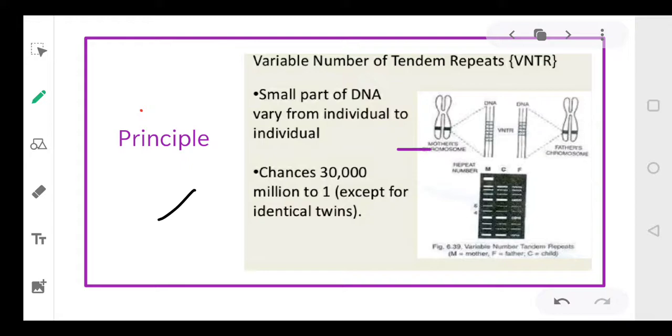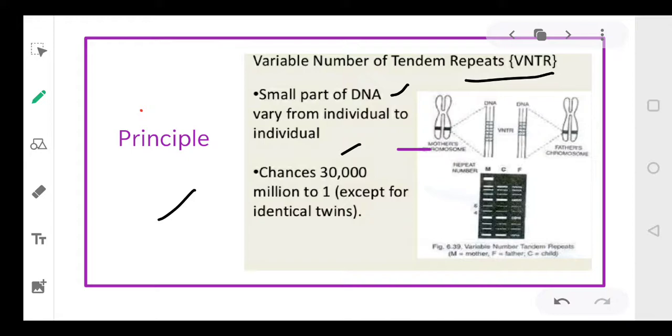The small parts of the DNA vary from individual to individual, right? As we've discussed yesterday, approximately 99% of the DNA is similar. But there are certain parts of the DNA that are different from one individual to another, and these are referred to as variable number of tandem repeats. What do we call them? Variable number of tandem repeats.